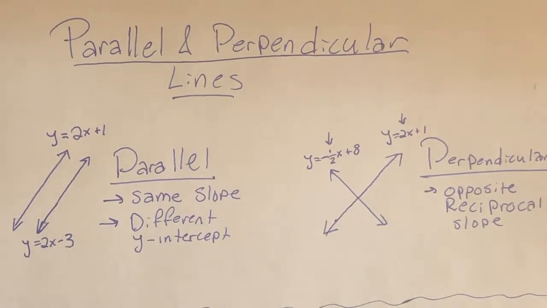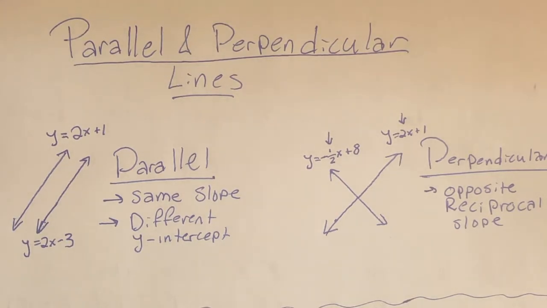So in this video, I'm going to talk to you a little bit about what is parallel, what is perpendicular, talk about some of the things that you'll see when looking at parallel and perpendicular lines, and then we'll talk about how we write equations for parallel and perpendicular lines so that we can have a line that's parallel and/or perpendicular to a line and that passes through a specific point.